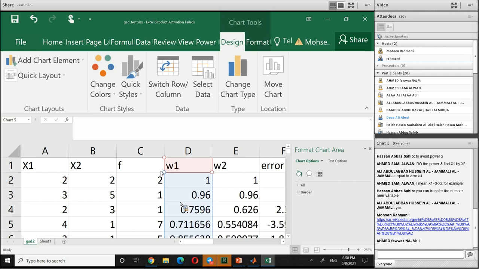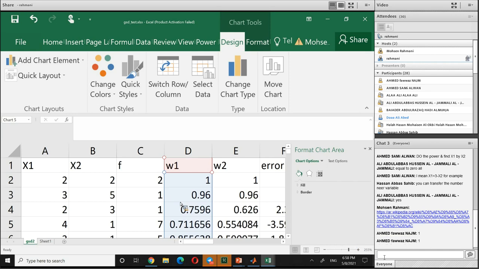How many of you are here? I see that you are 28.